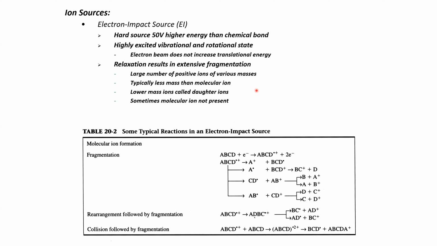So lower mass ions are called daughter ions. These are the ones that are less mass than the molecular ion. And sometimes the molecular ion is not even present.